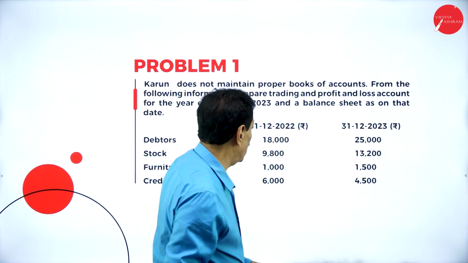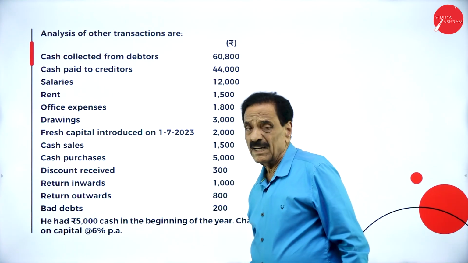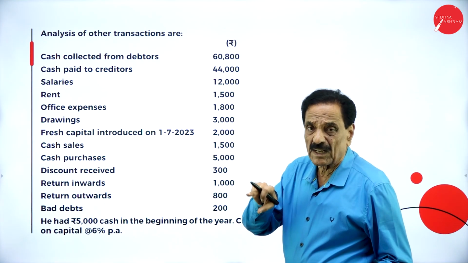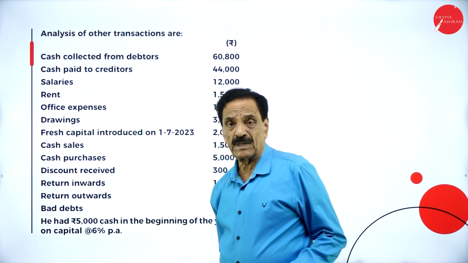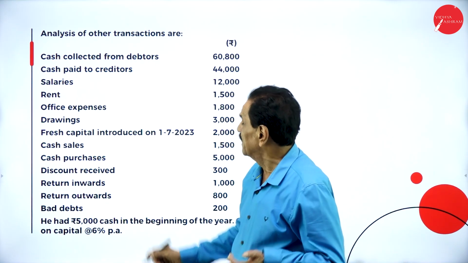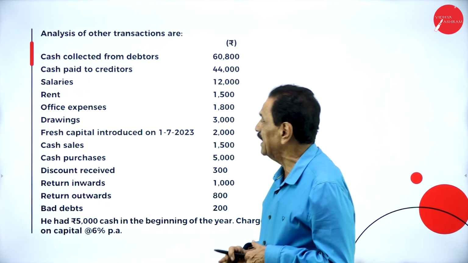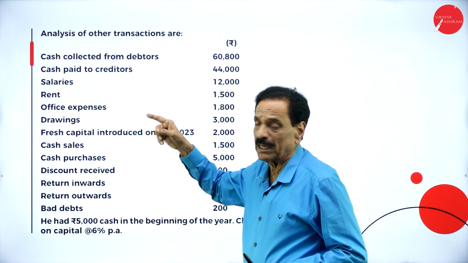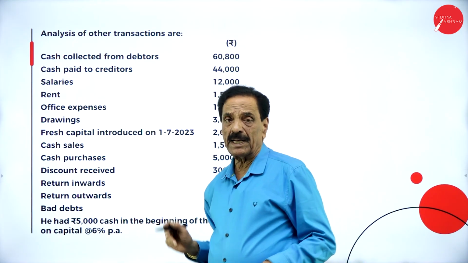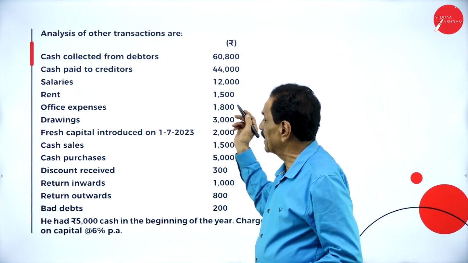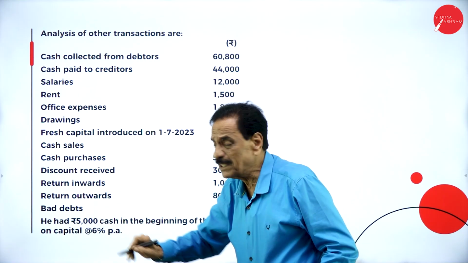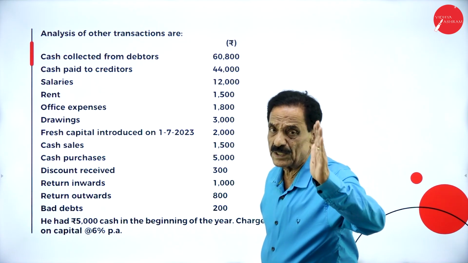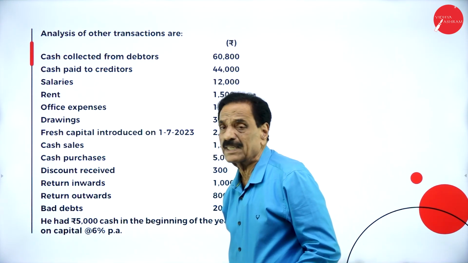What are the other things? Cash receipts from debtor will go to the cash book debit side, then to the debtor account credit side. Cash paid to creditor, in the creditor account we paid. In the cash book, it will come on the credit side. Salary is an expenditure. It will come in the cash book credit side, P&L account debit side. Rent paid will come on the cash account credit side, then P&L account debit entry. Office expenditure is an expenditure. It will come on the credit side of the cash book, P&L account debit entry.